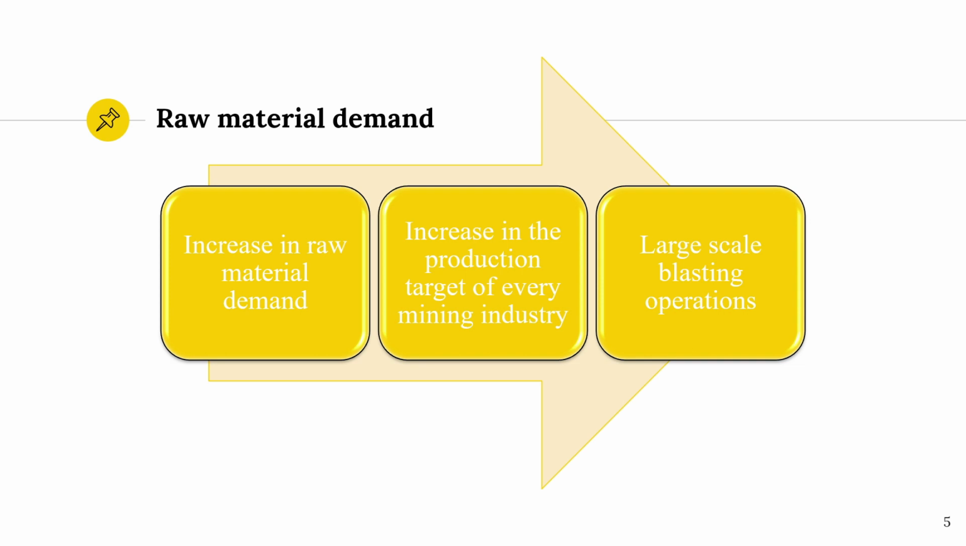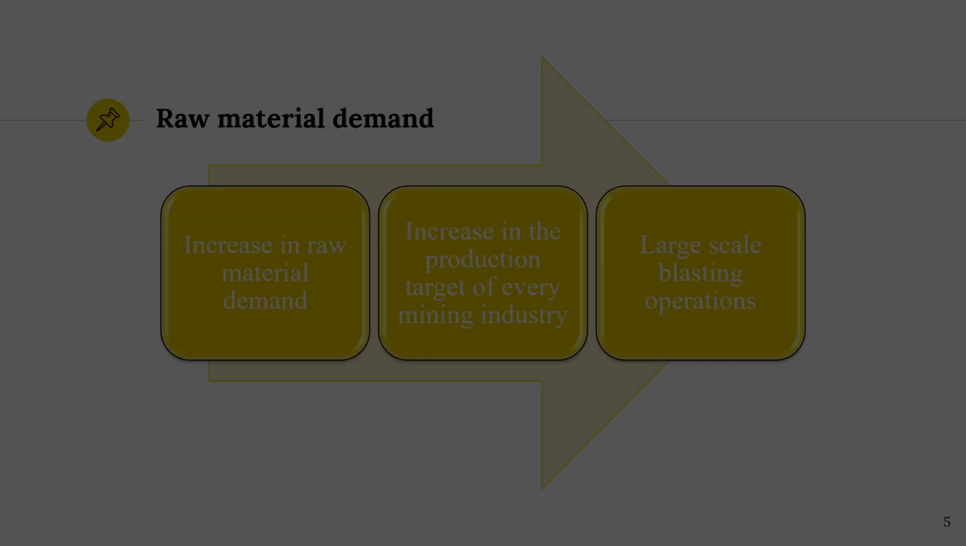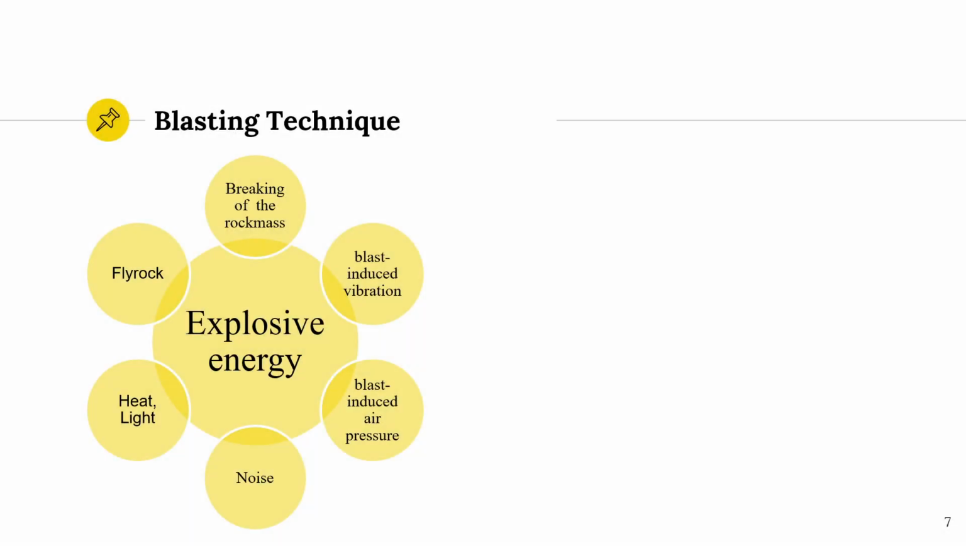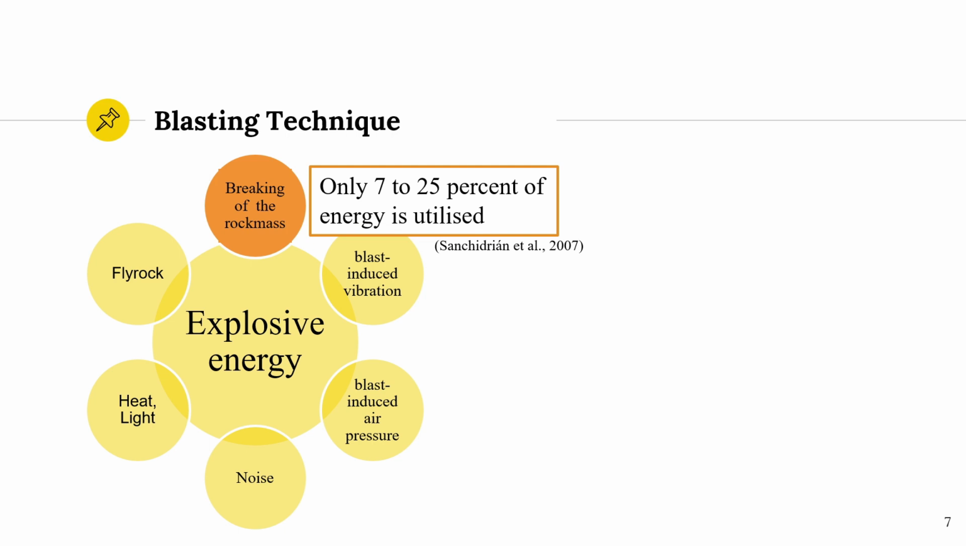To fulfill the target, industries are practicing large-scale blasting operations because blasting is one of the popular techniques to break the rock mass. Why is it popular? As it can be applicable to all types of geoterrain and its economic viability. However, it is found that only 7 to 25% of energy is actually utilized in the rock breaking process, and the rest energy is wasted in the form of blast-induced vibration, air over pressure, noise, heat, light, fly rock, etc.